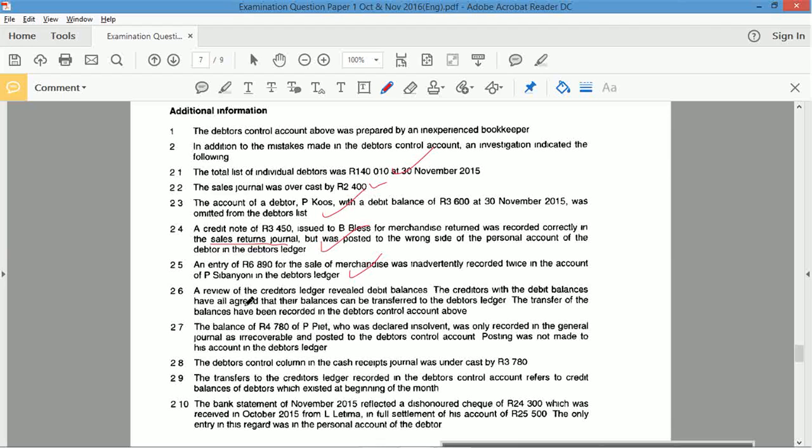2.6. A review of the creditors' ledger revealed debit balances. The creditors with the debit balances have all agreed that the balances can be transferred. The transfer of the balances has been recorded in the debtors' control account above. That's fine, we saw that.